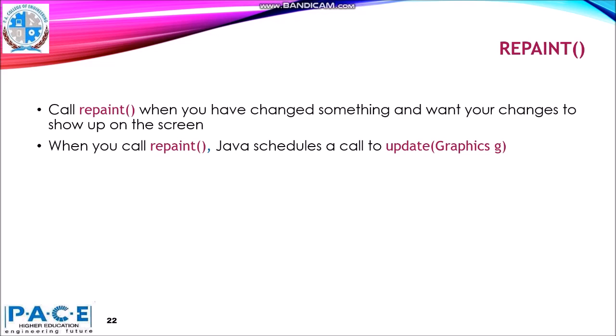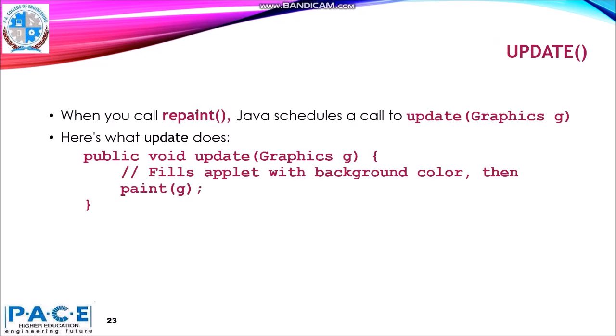When we call repaint, Java schedules a call to the update method. So when a repaint is called, Java schedules a call to update. What is update? The code is over here. Inside update, first it fills the applet with the background and foreground color. Then after that, it in turn calls the paint method. So if we call repaint, then update is automatically called, but before that the applet is filled with background and foreground. So we do not directly call paint, rather we call the repaint method.